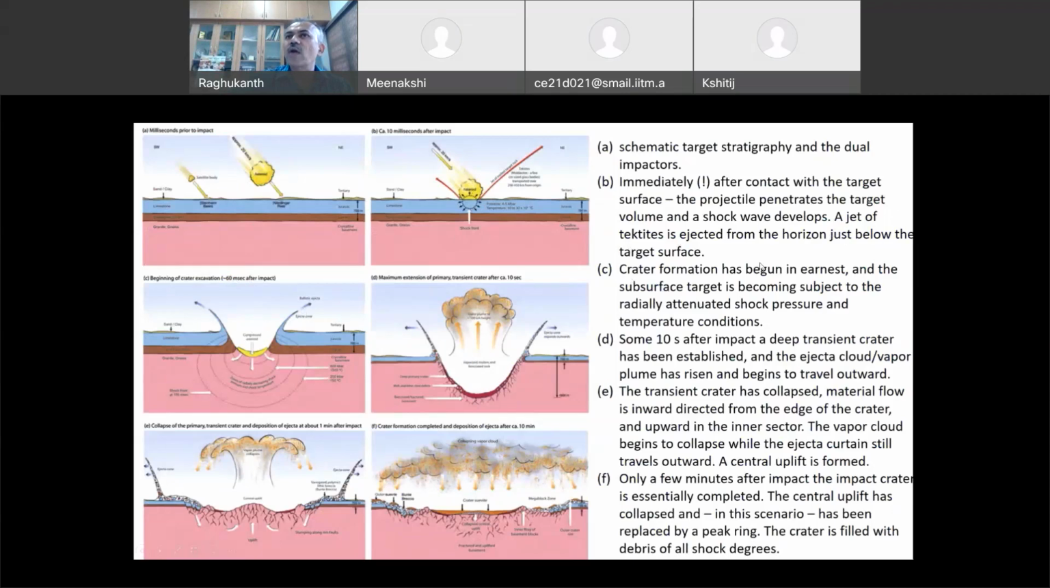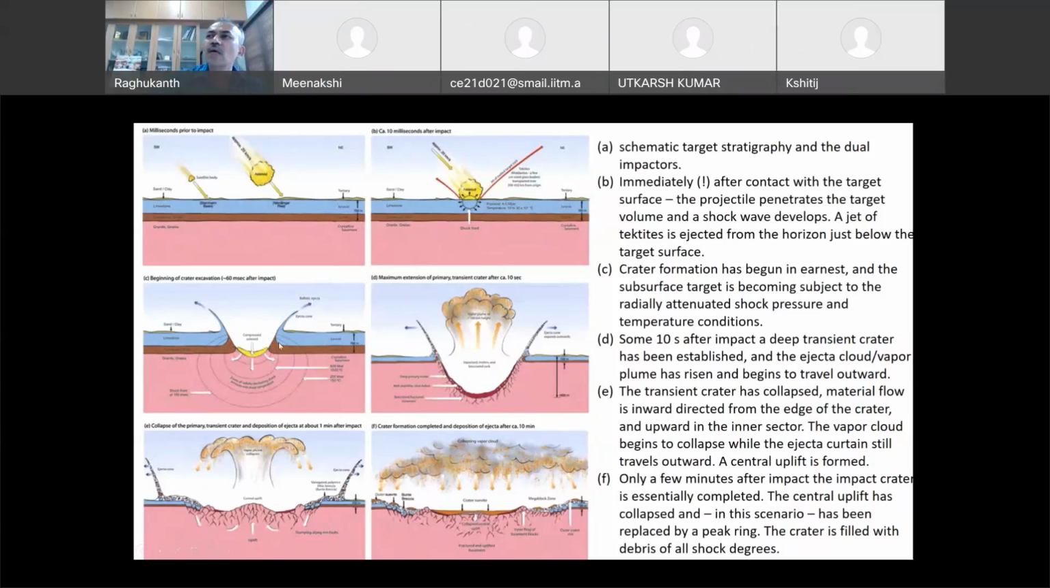excavating here itself. The crater formation has begun in earnest, and the subsurface target is becoming subject to radially attenuated shock pressure and temperature conditions. Here the temperatures will be 10,000 degrees centigrade, and the rocks start melting. The shock wave pressure is also huge near the impact itself. And you can see here what they call the ejecta. The material is trying to fly off from the center, and because the temperature is extremely high, this yellow colored asteroid just melts away at 10,000 degrees centigrade, and the rocks in contact with it either vaporize or start melting away.